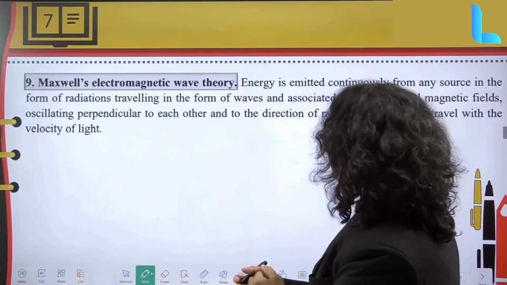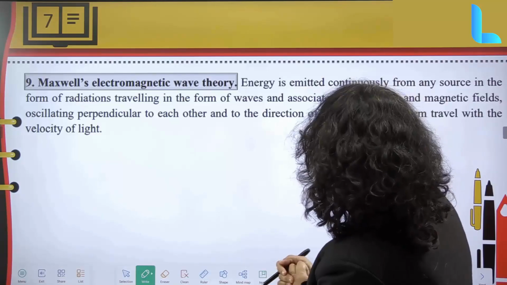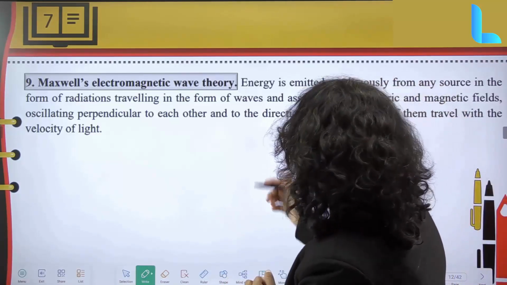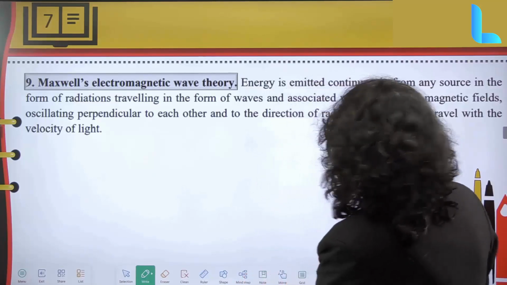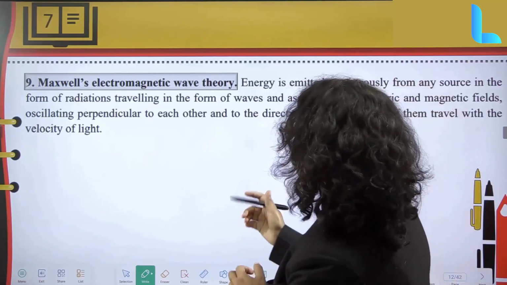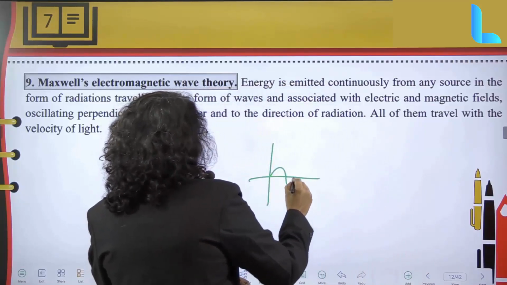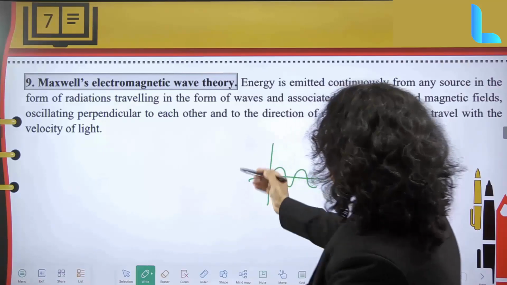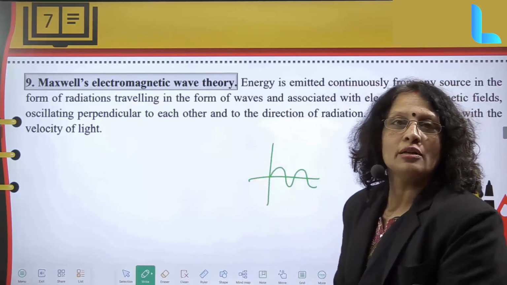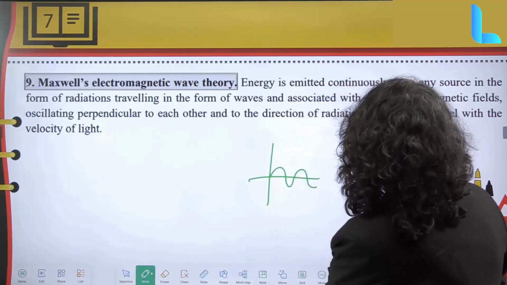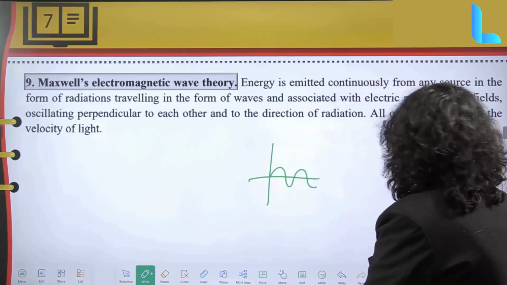Now, Maxwell's electromagnetic wave theory: energy is emitted continuously from any source in the form of radiation, traveling in the form of waves associated with electric and magnetic fields, oscillating perpendicular to each other. Here the electric field and the magnetic field are perpendicular to each other and to the direction of radiation. All of them travel with the velocity of light.